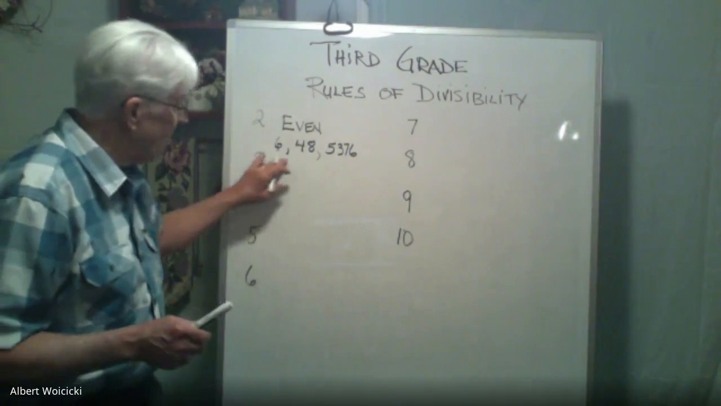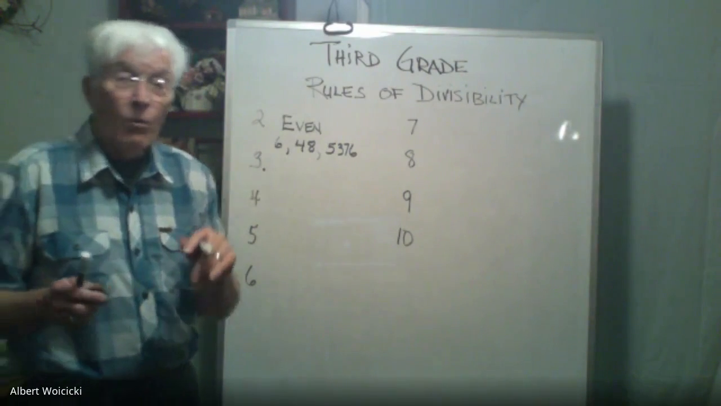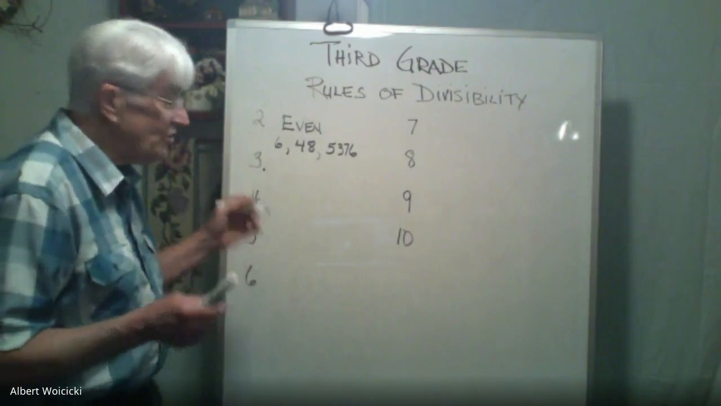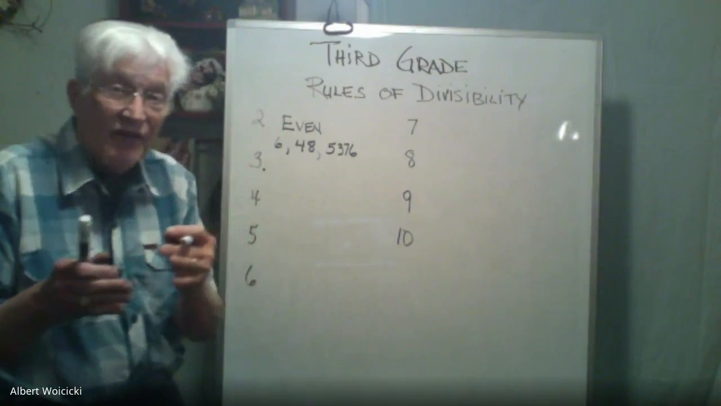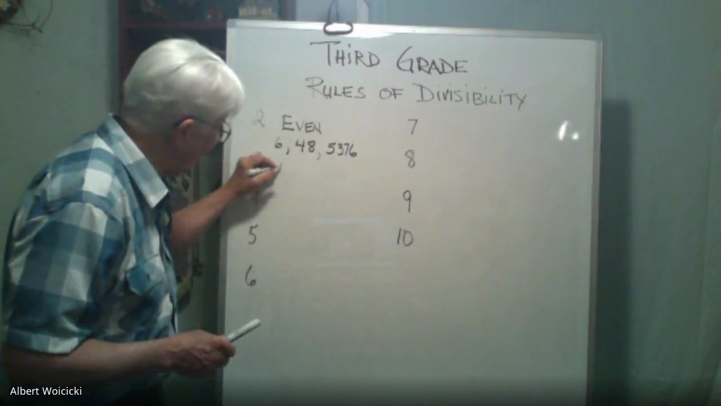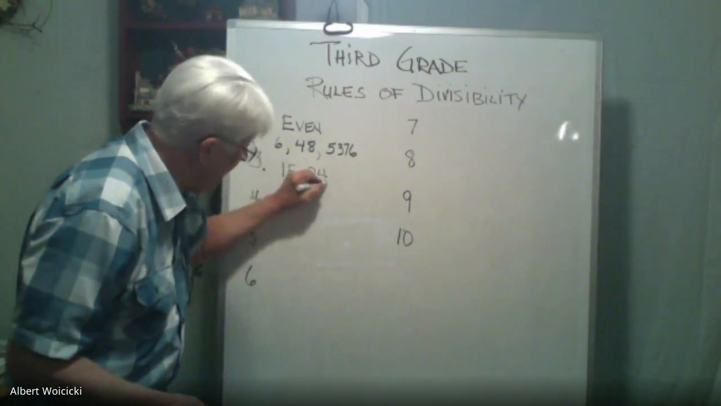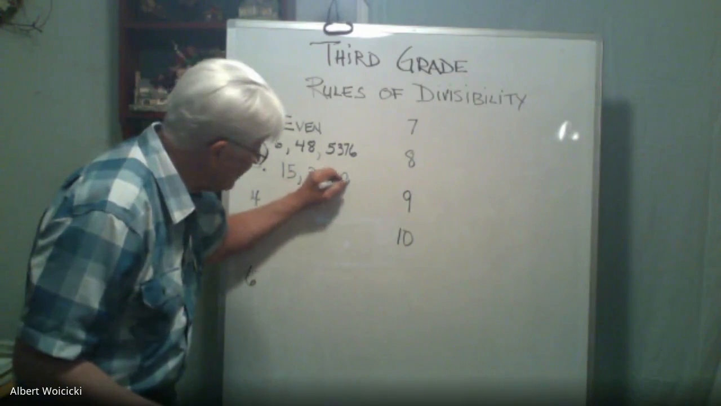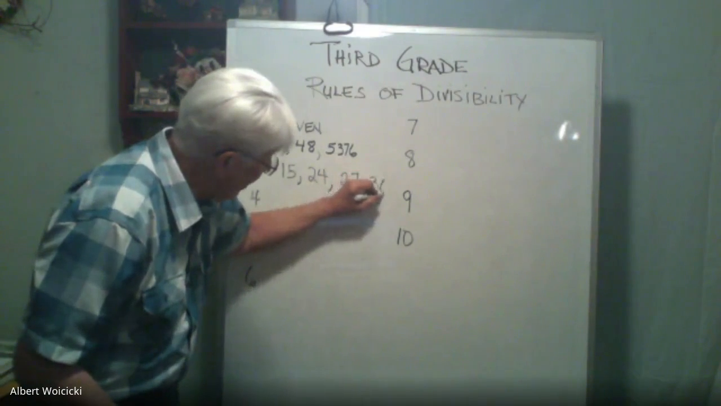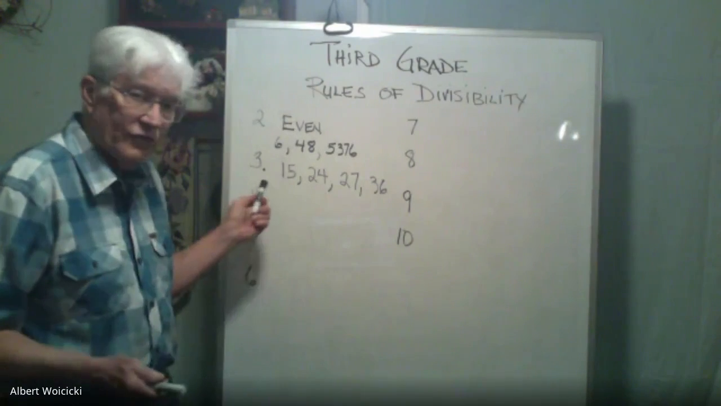Now, what makes a number divisible by 3? Well, this is a really great one. It's a really neat one. And we can start out small by just asking the students, which numbers do you know are divisible by 3? And they'll know 15 is divisible by 3, and they'll know 24 is divisible by 3. And they'll know that 27 is divisible by 3, and they'll know numbers like 36 are divisible by 3. So now let's take a look at these.